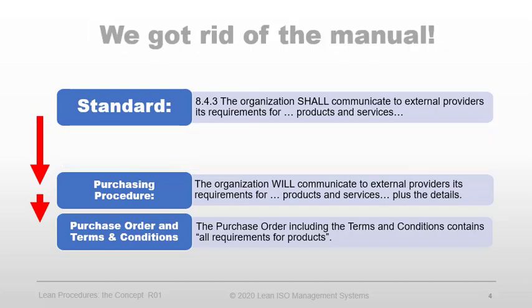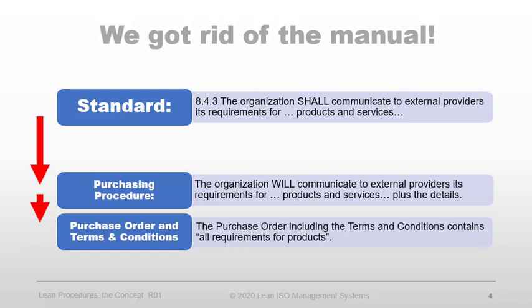Since we eliminated the wordy manual, we are one step ahead in the game. The copy of the standard in the manual is gone. Now our structure looks much leaner. Only the procedure and the record are left. Our record is a purchase order with the terms and conditions. This record communicates to the supplier what we need and addresses the requirements of the organization and the standard.